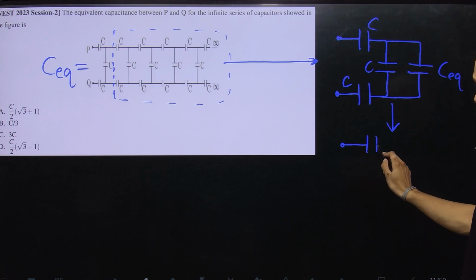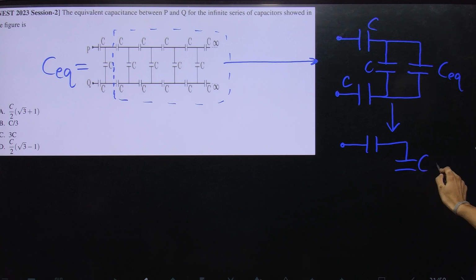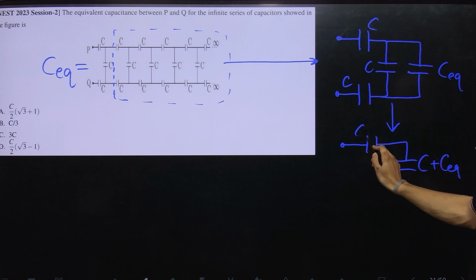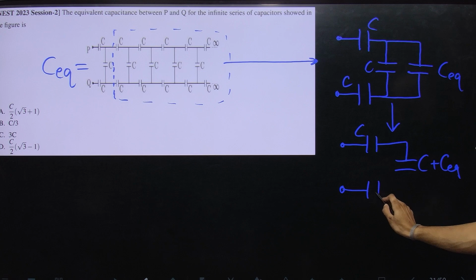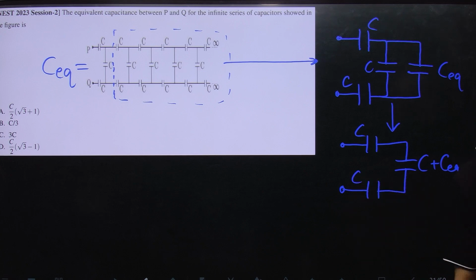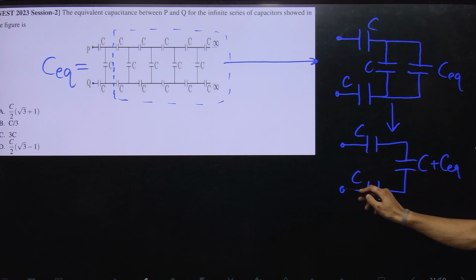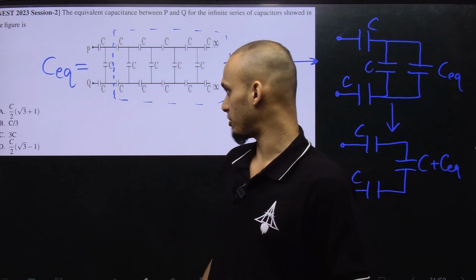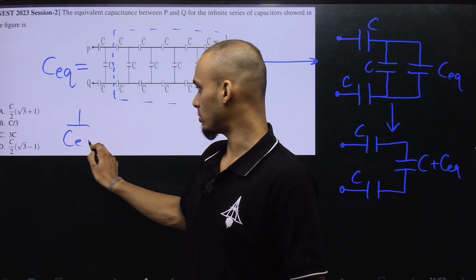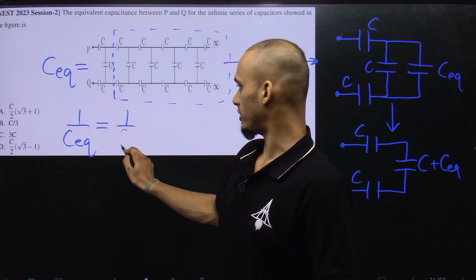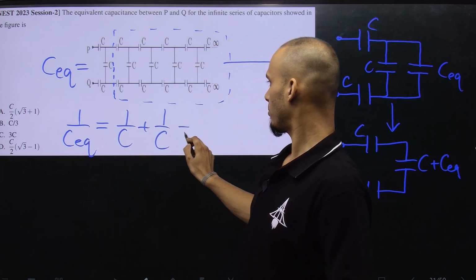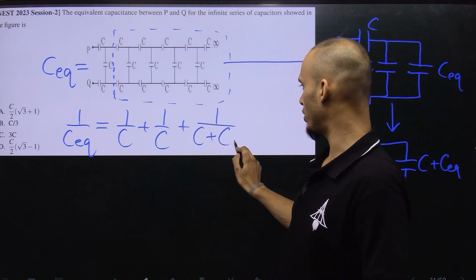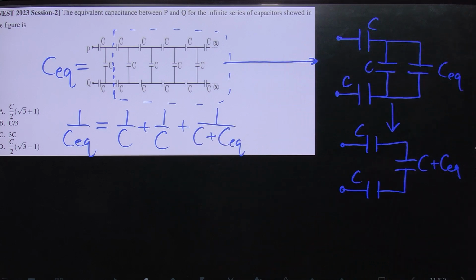So we have one capacitance C, one capacitance of C plus C equivalent, and another capacitor C connected in series with all of them. And the entire circuit, the series part, should solve to C equivalent. Now writing the expression for equivalent capacitance, 1 upon C equivalent should be equal to 1 upon C plus 1 upon C plus 1 upon C plus C equivalent. You will have to solve this equation to get the answer.